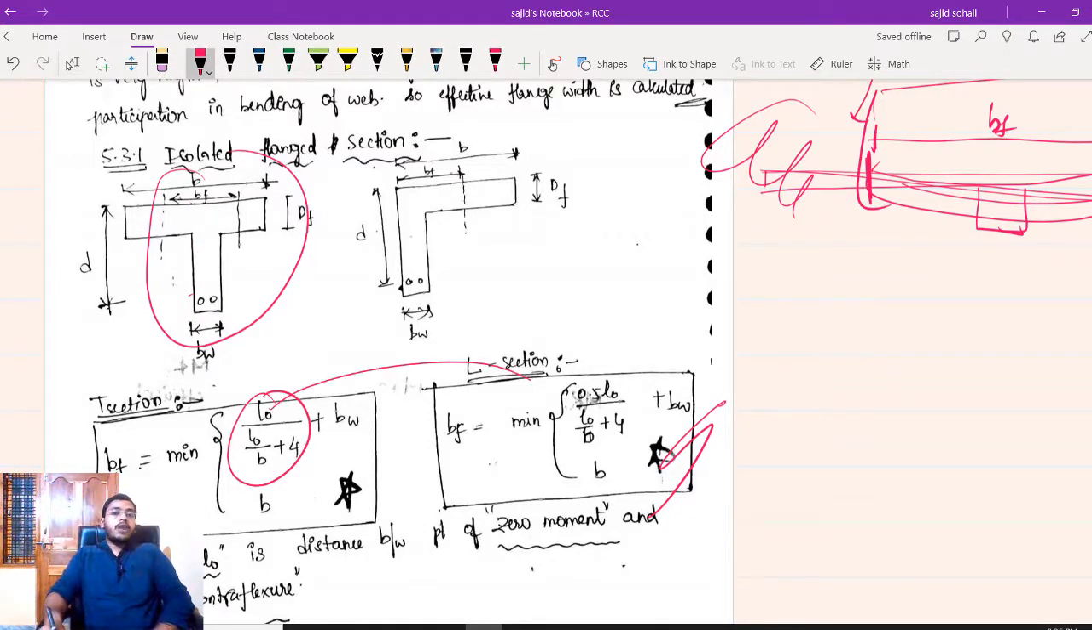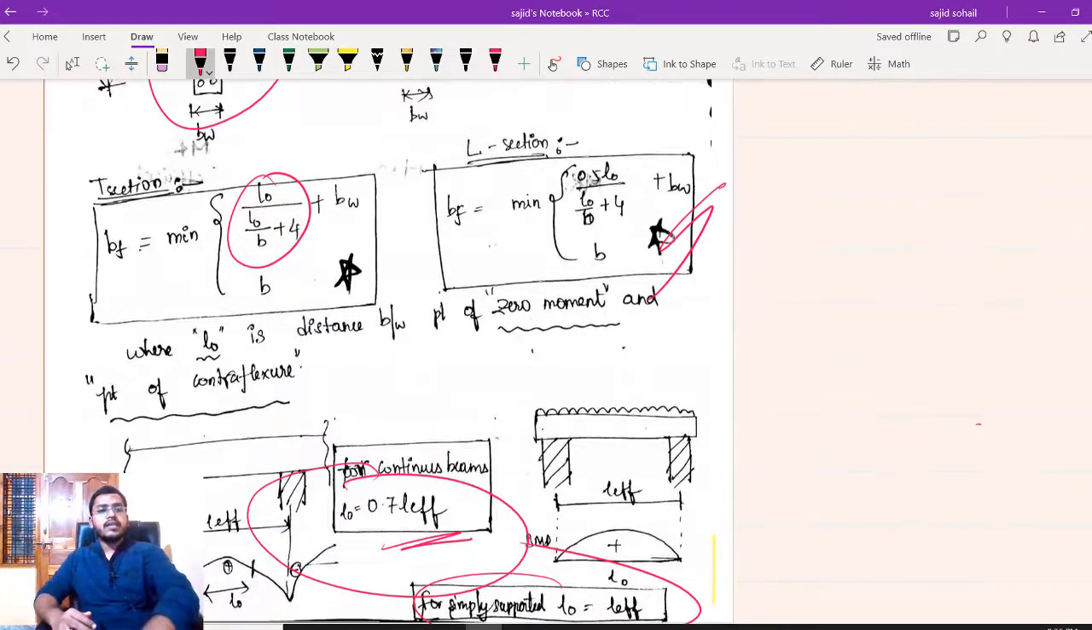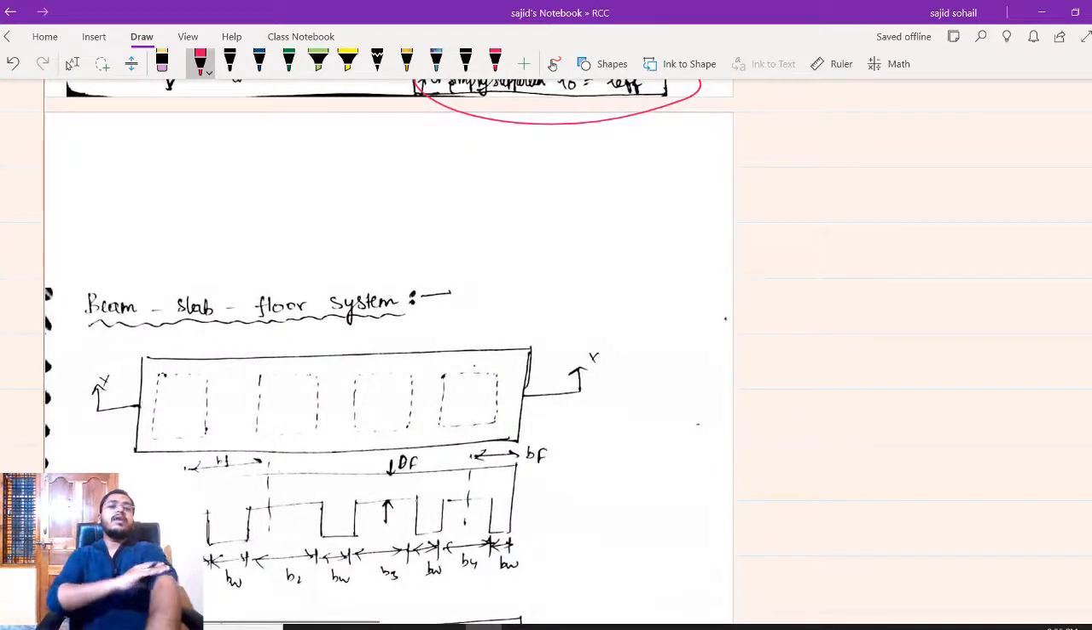So this part is half of it. So you are getting 0.5 L naught by B naught plus 4 plus BW. As simple as that. Okay, I hope it is very simple, right? Remember it. So this is the concept.